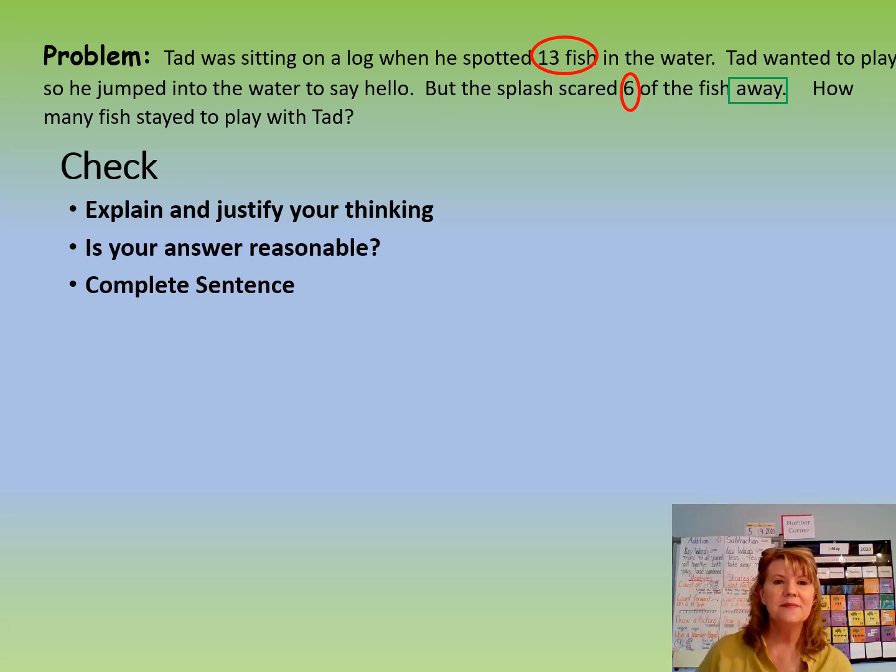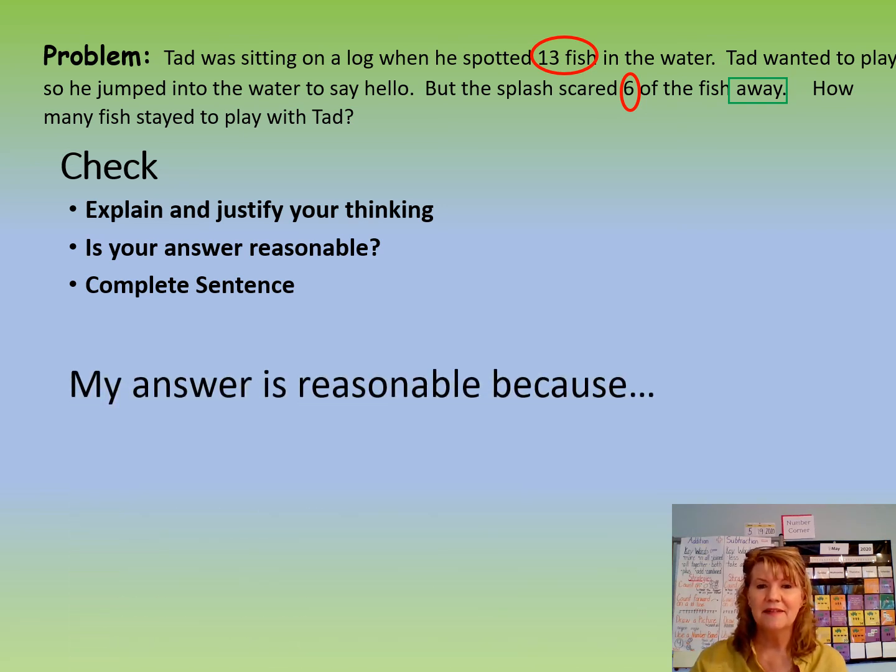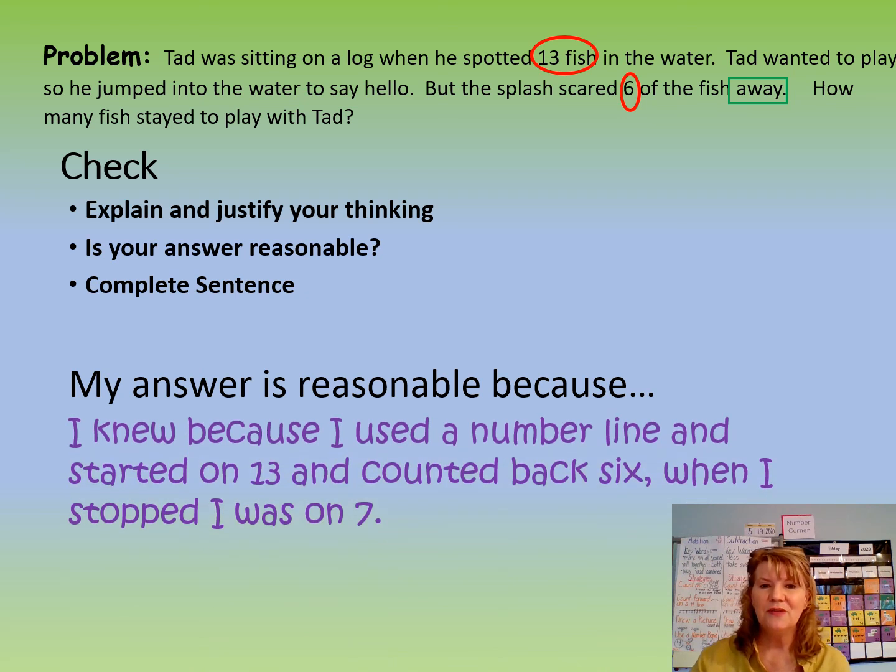Check. It's important to explain and justify your thinking. Is your answer reasonable? Did you write a complete sentence? My answer is reasonable because I knew because I used a number line and started on 13, and I counted back 6. When I stopped, I was on 7. That's how I knew my answer was reasonable and correct.